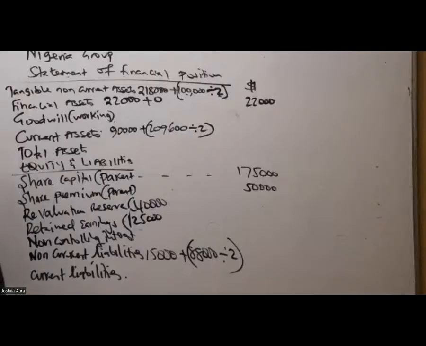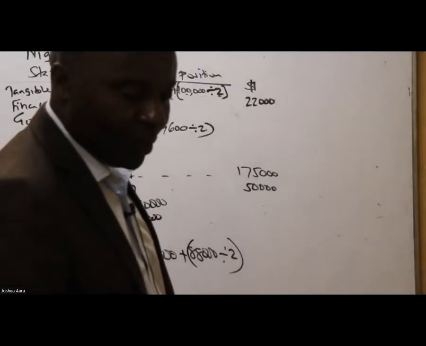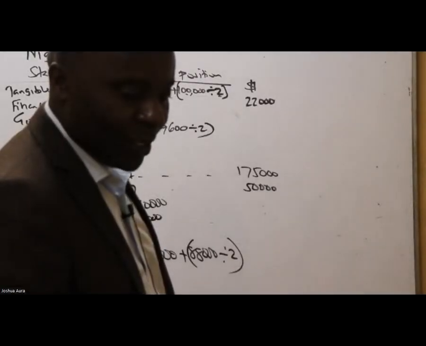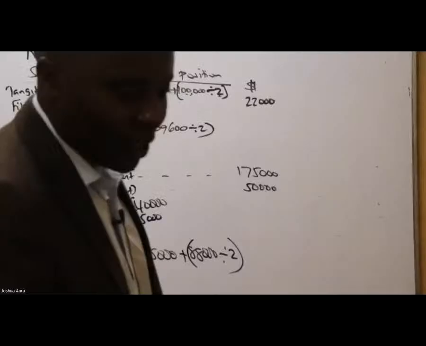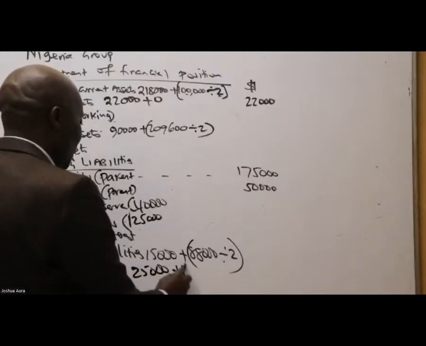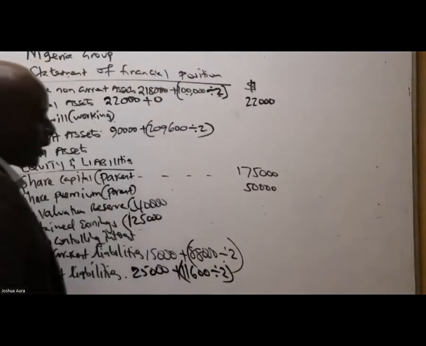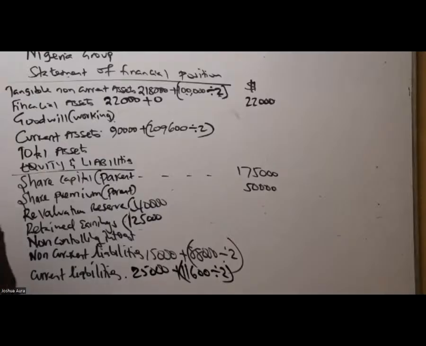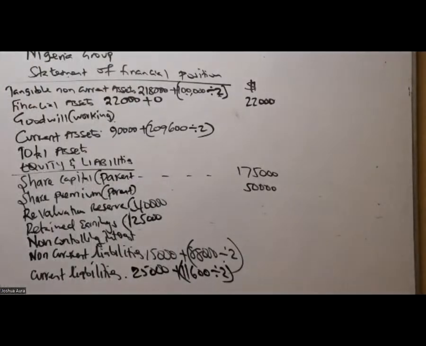So go straight away to the current liabilities. Under current liabilities, I can see 25,000 plus 11,600. But for purposes of having the same currency, this one has to be retranslated at the closing rate. Ladies and gentlemen, after you do that, what will be the next thing to be done? Listen to me very well. Now we embark on the workings.